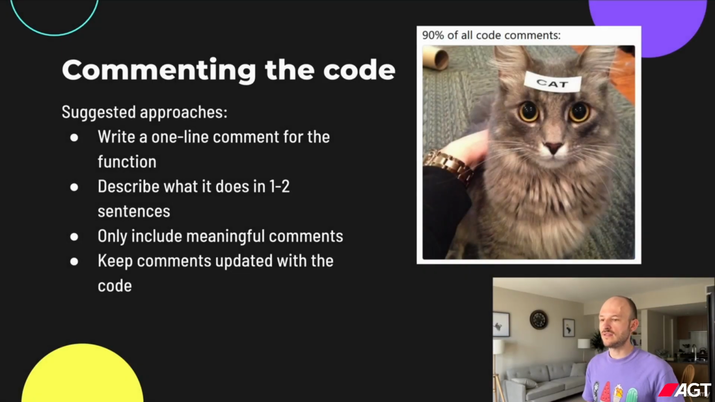Commenting on code is an art form, and there are numerous approaches to take. My suggestion is to try the following. Write a one-line comment for the function, no more. If you can't describe what it does in one or two sentences, it might still be too complex and needs to be simplified. Only include meaningful comments, don't state the obvious. Keep comments updated alongside the code. The more current they are, the better. While these tips can be helpful, they won't necessarily prevent the need for more substantial documentation.